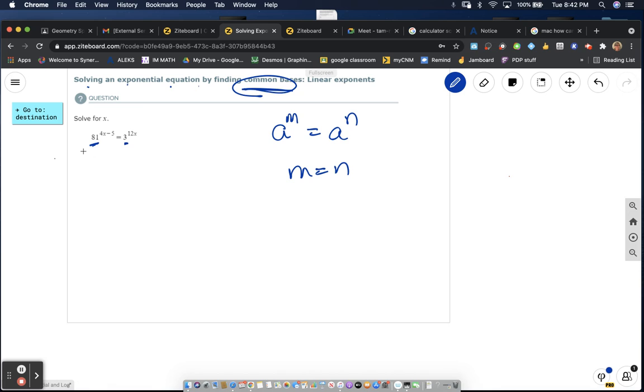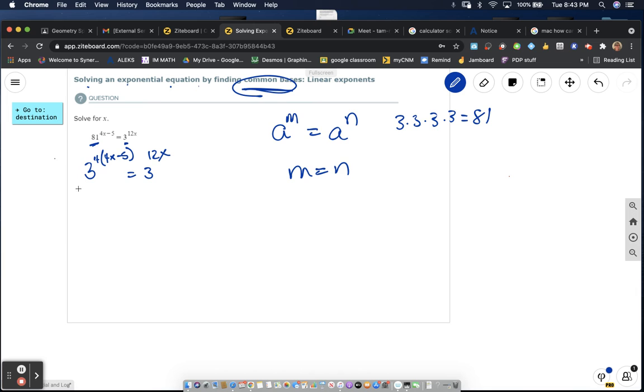Okay, so if we change this, 3 times 3 is 9, times 3 is 27, times 3 is 81. So 3 to the 4th is 81, and then you would go to the power 4x minus 5, because it's still there. We didn't move it, equals 3 to the 12x. And now you can equate these exponents and you can get rid of the bases.